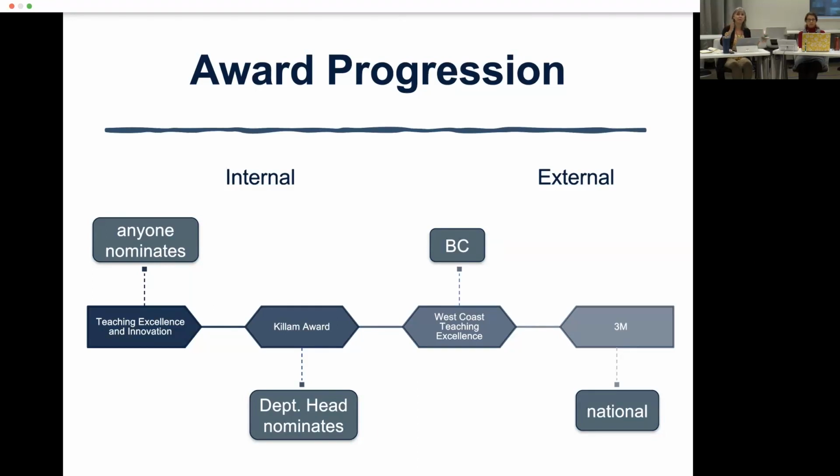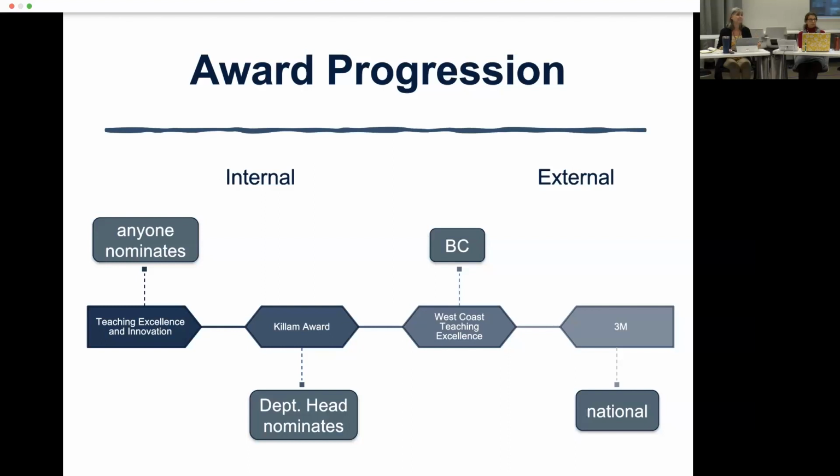You don't have to necessarily have received other awards along the way. But I'll be talking about there is kind of a progression that people typically are expected to have: receive their institutional awards and then maybe a West Coast Teaching Award and then into the 3M, or at least received some other awards generally by the time they get to that level.